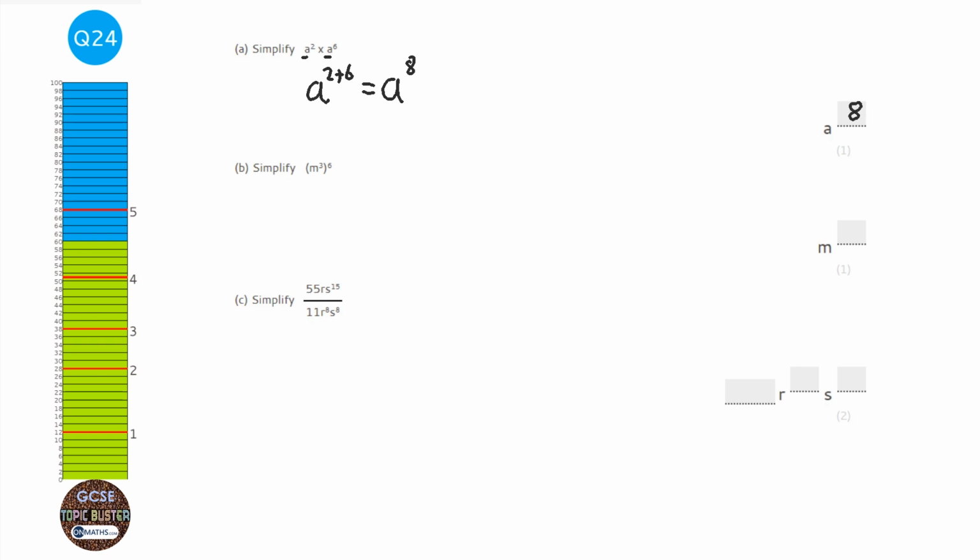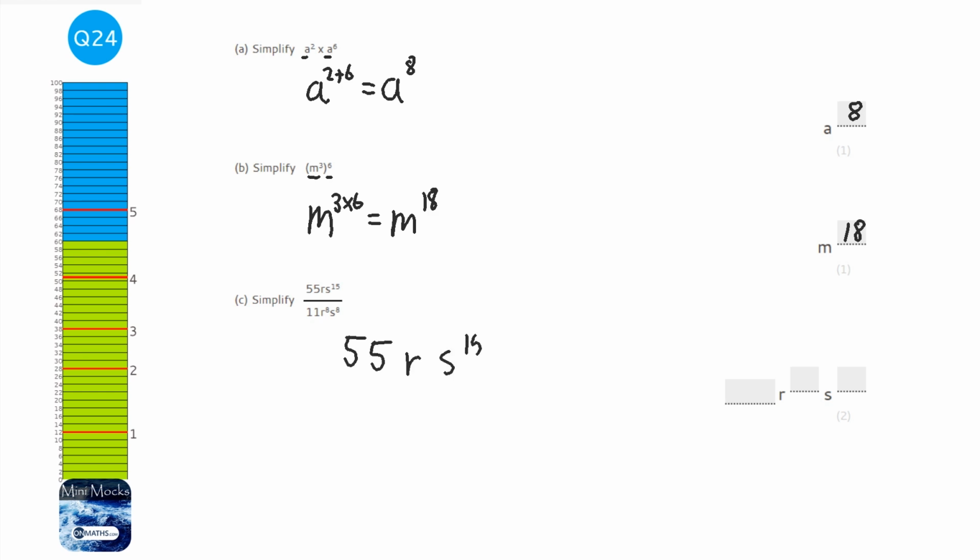The next rule says if you've got a power inside the bracket and outside the bracket, you times them together. So it's m to the power of 3 times 6, which is m to the power of 18. Now this last one's a little bit more complicated, and I'm going to write it out so I've got a larger one to play with.